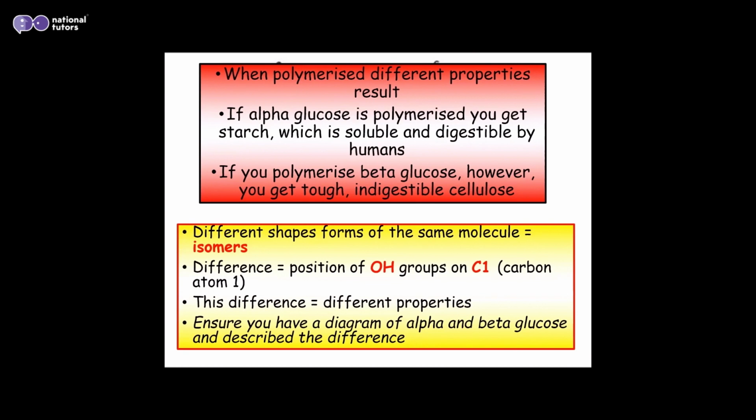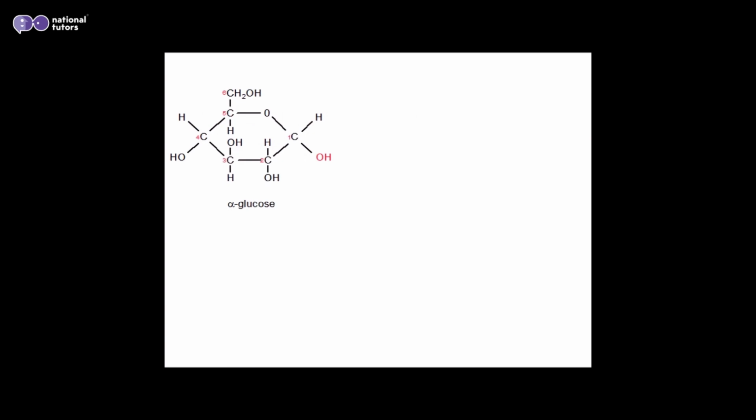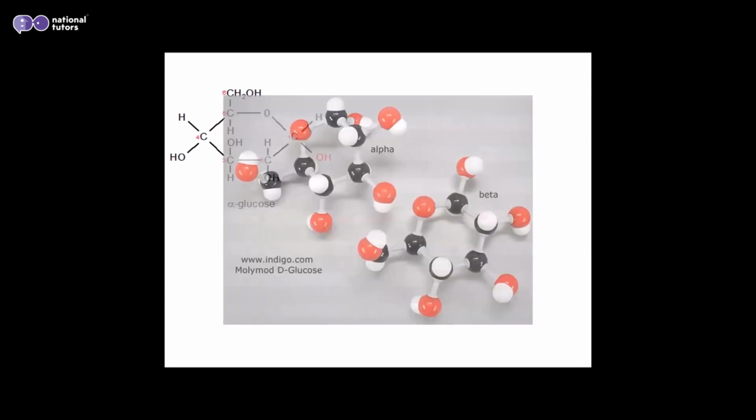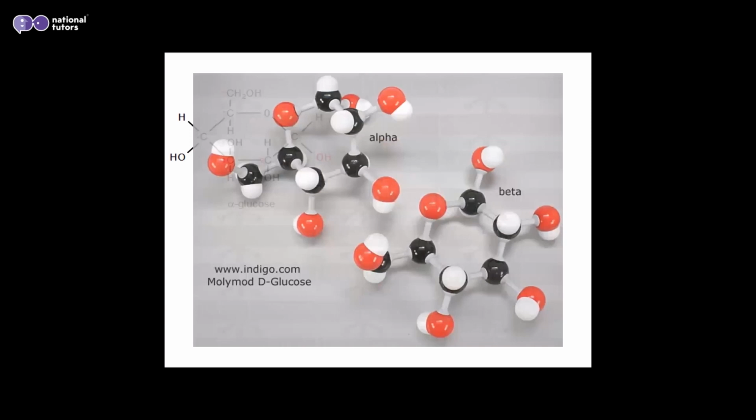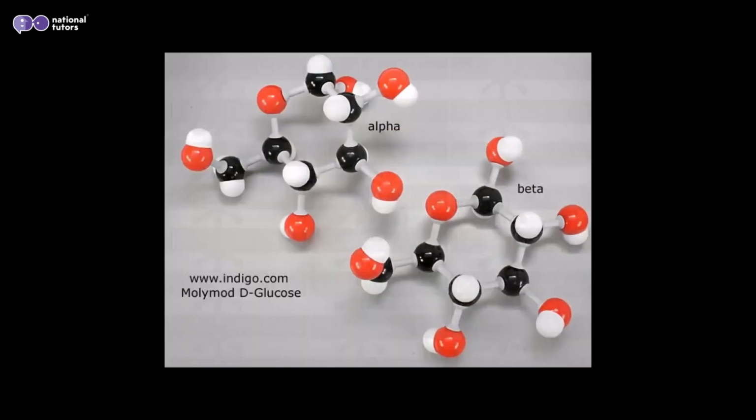And they're very complex molecules again, as I said. So there's the alpha glucose, there's a slightly simplified one. Can you see the convention and numbering there? And it's got the OH group at the bottom, and beta glucose, when you look at them in molymod kits, look almost identical. You can hardly tell the difference between them, but there is that subtle difference between where the OH groups are.